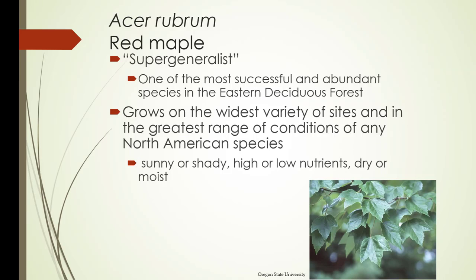Okay, one super generalist is Acer rubrum, or red maple. It's one of the most successful and abundant species in the eastern deciduous forest. It grows on the widest variety of sites and in the greatest range of conditions of any North American species. It can deal with sun or shade, high or low nutrients, dry or moist conditions. And you'll see this a lot in commercial plantings. We have quite a few on the campus.